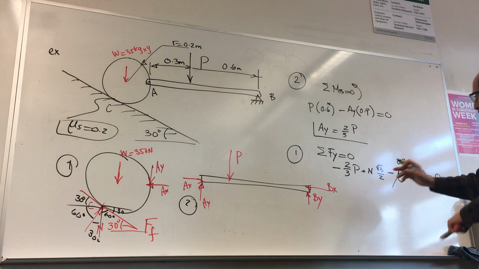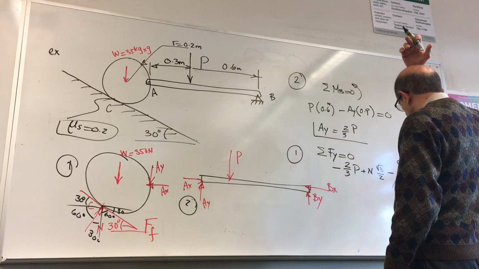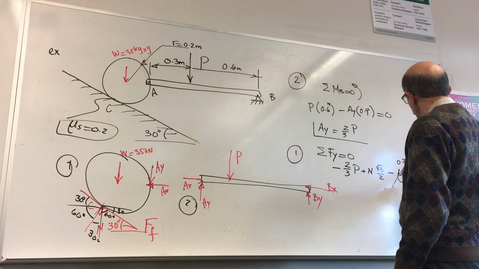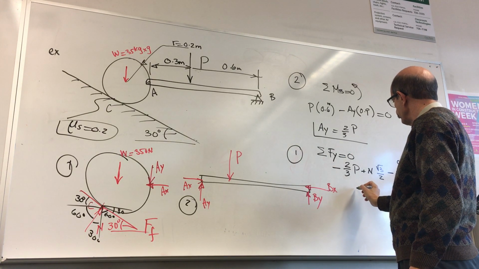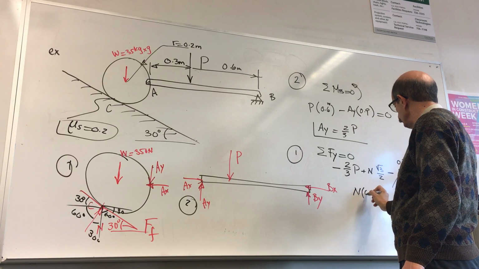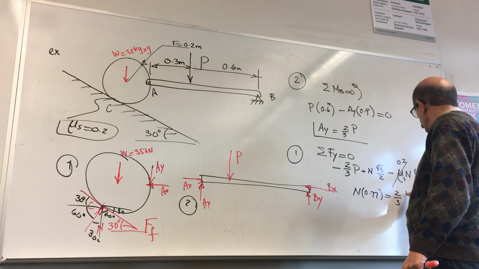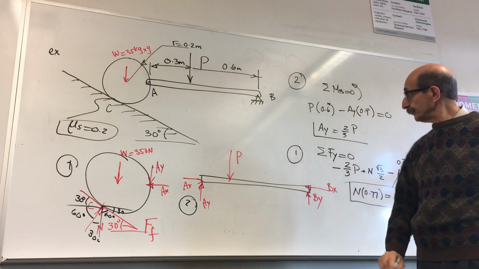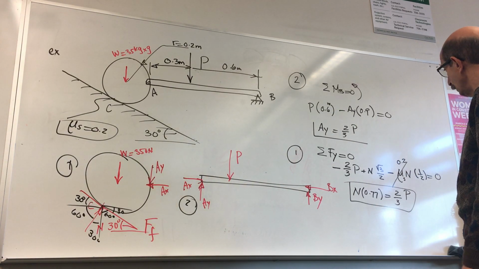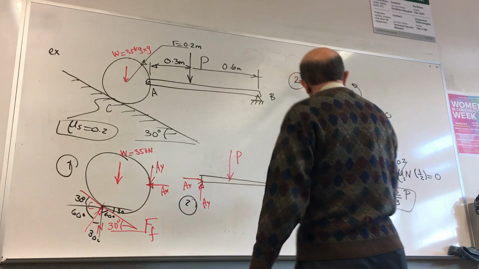So let's simplify this. This is 1.74 divided by 2, 0.87, minus 0.1, 0.77. So N times 0.77 is equal to 2/3 of P. How about the weight? Yeah, the weight of the disk. Oh, yes, you see, that should be included, and I forgot to include this.